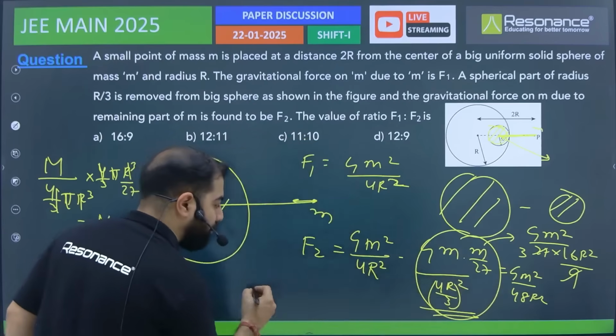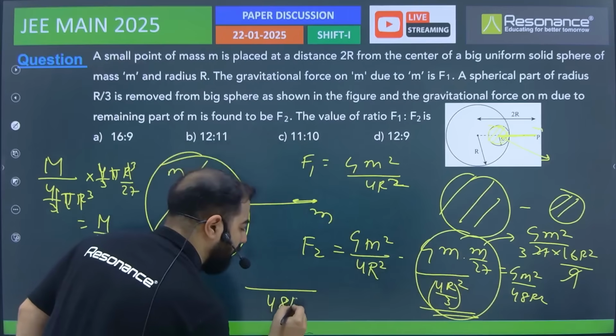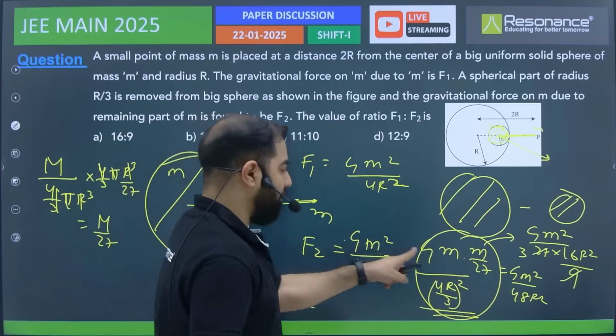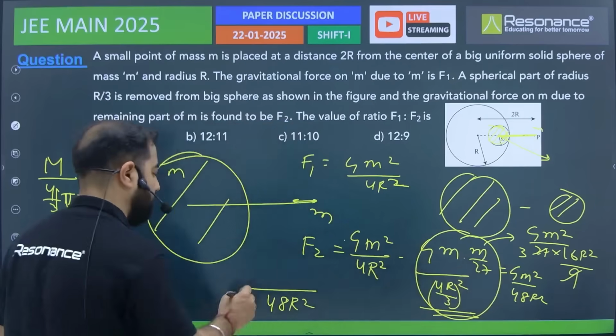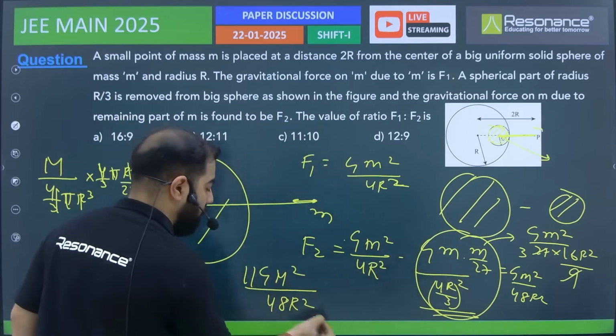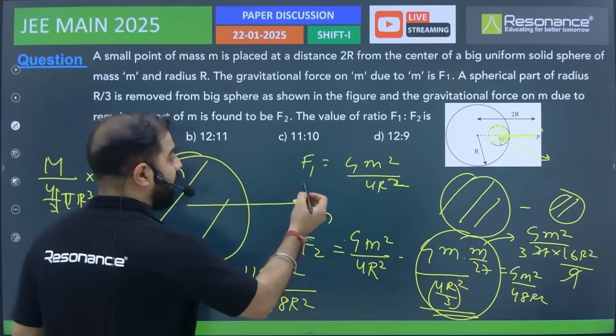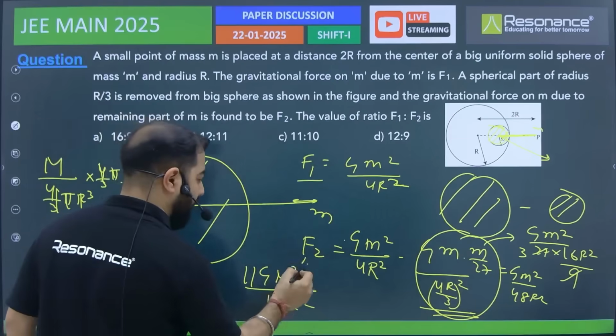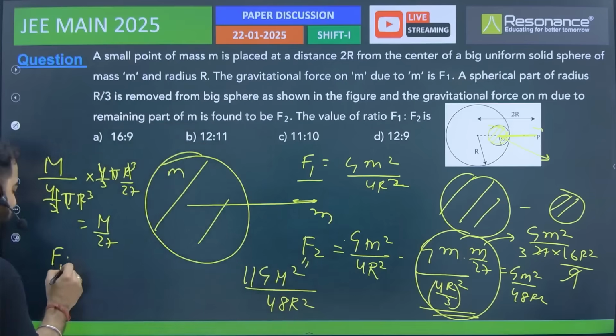So this is like, take the LCM, 48r square. So this is like 12 minus 1, 11 gm square by 48r square. So let's take the ratio of f1 to f2. So f1 is to f2.